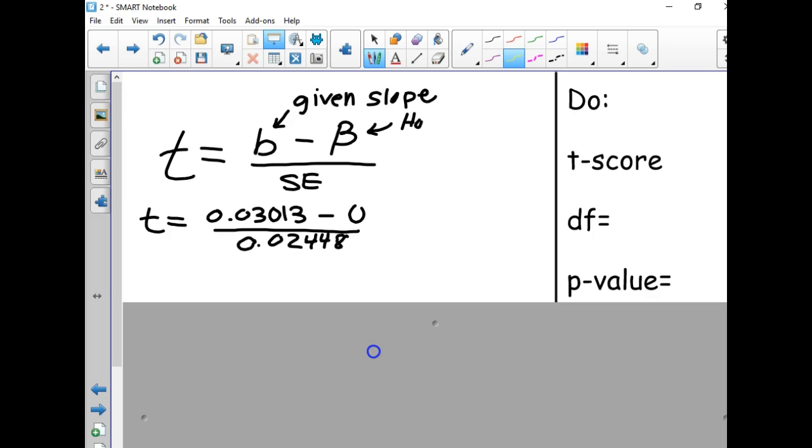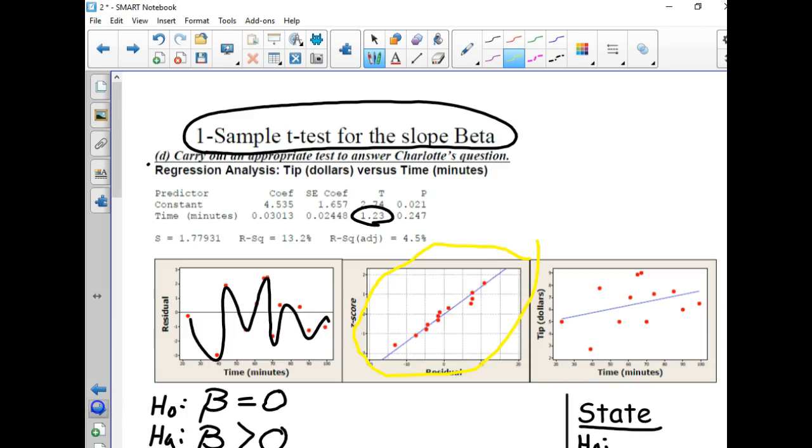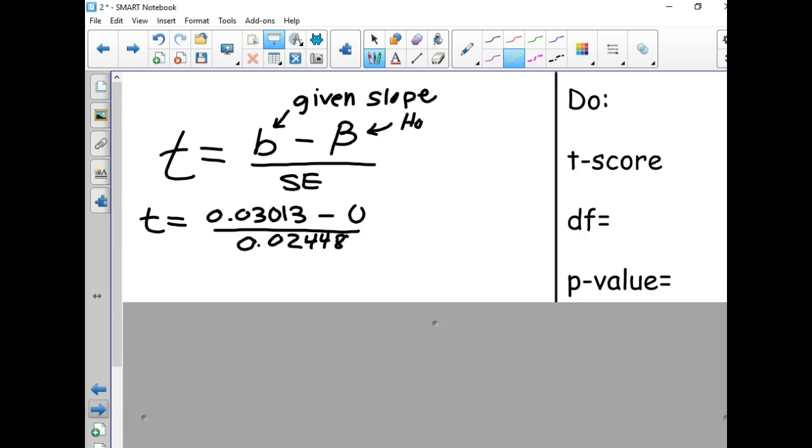Look at your computer output. They even give you the T. I was just trying to show you. I'm sorry for those of you who are annoyed. They give you the T value right there, 1.23. Your degrees of freedom, they do not give you. Your degrees of freedom, you have to find. We've already talked about it, n minus 2, so 12 minus 2, which is 10.